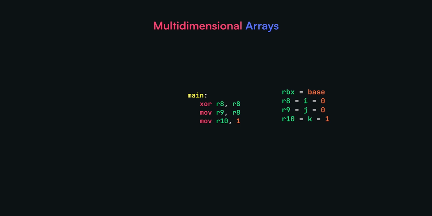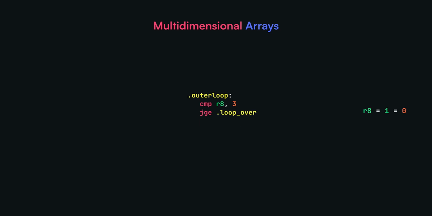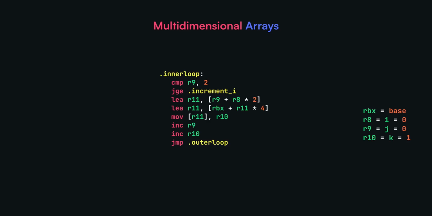We'll take a look at the next block of code, which compares R8, which is I, with 3, and if it's greater than or equal to that, it jumps to the code where the loop ends. If it's not greater than or equal to that, then it goes in the inner loop, where R9, which is J, is compared to 2, and if it's greater than or equal to 2, the value of I is incremented. This is the loop condition that we have in the inner loop.